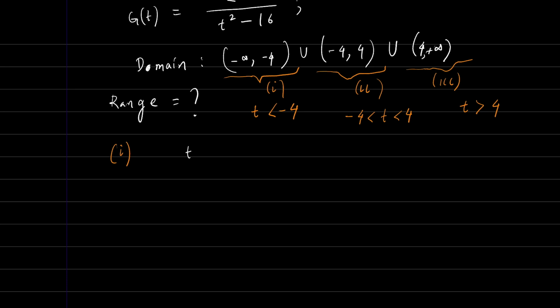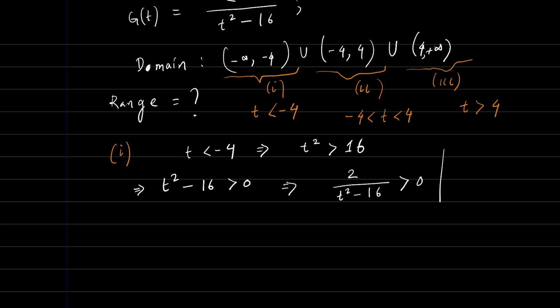So if t is less than -4, t square would always be positive. So this would always be greater than 16. So t square minus 16 would be positive, or greater than 0. So if we divide 2 over a positive number like t square minus 16, this should also be greater than 0. So here for this interval we get g of t is greater than 0.